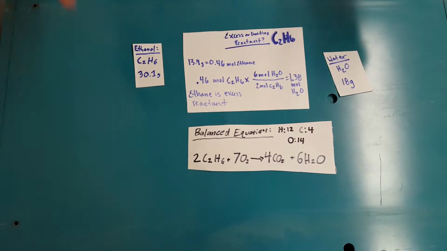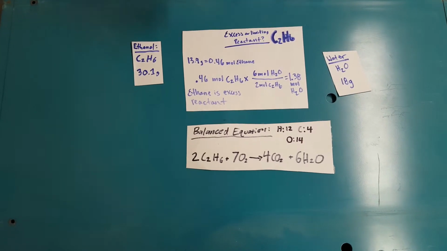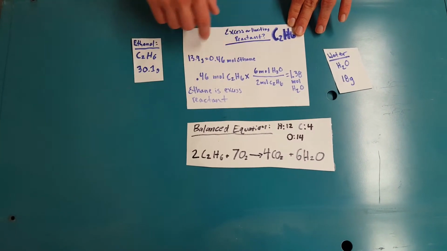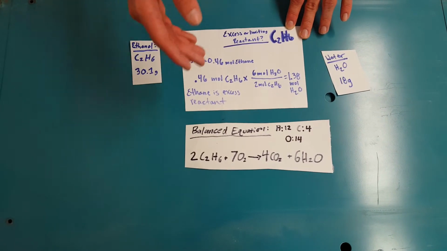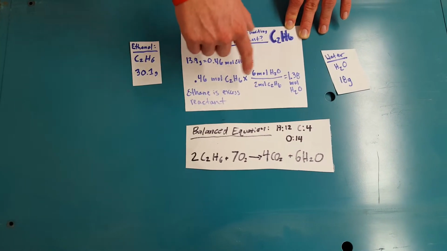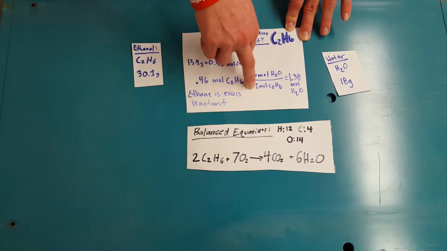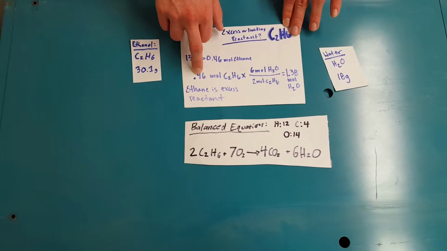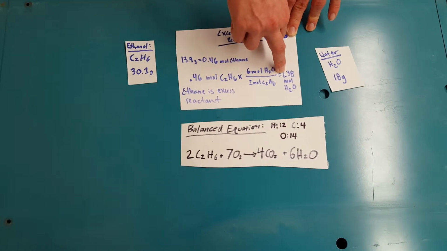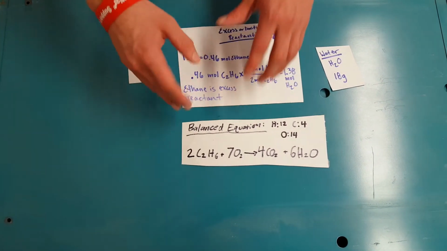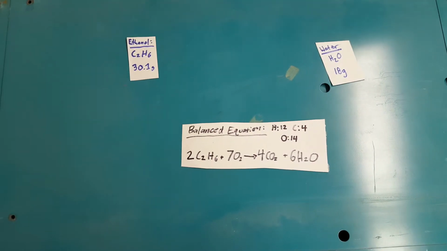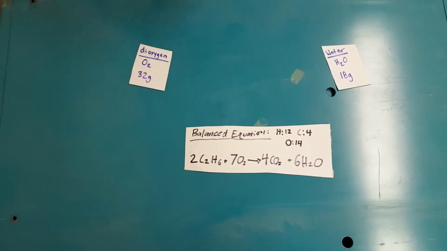And now that we have our molar amount of ethanol, we can determine the molar amount we would get with water. We take our molar amount of ethanol, 0.46 moles of C2H6, and multiply that by the molar ratio between ethanol and water, which is for every 6 moles of water, there's 2 moles of ethanol. We take 0.46, multiply that by 6, and then divide that by 2 to get 1.38 moles of water. Later on, we'll find out if this is the excess or the limiting reactant, because first we have to determine the amount we get with dioxygen.